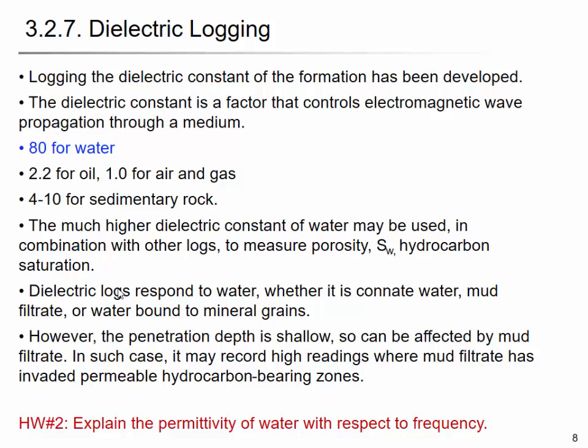And the oil and air, gas are very small at 2.2 and 1.0. And the rock mineral is also small, 4 to 10. So it can capture the amount of water in the formation. So a higher dielectric constant means that the water molecule can be polarized easily. So it tells you about the polarizability. Dielectric constant.